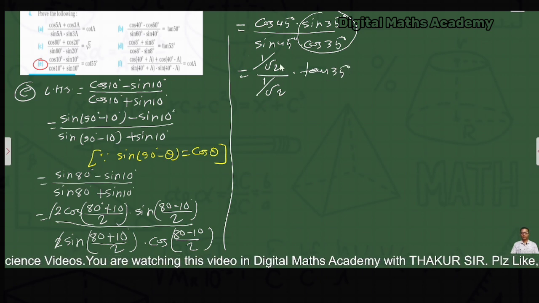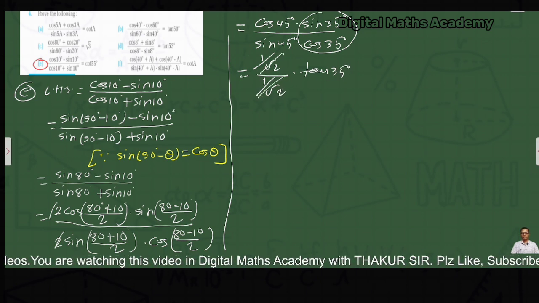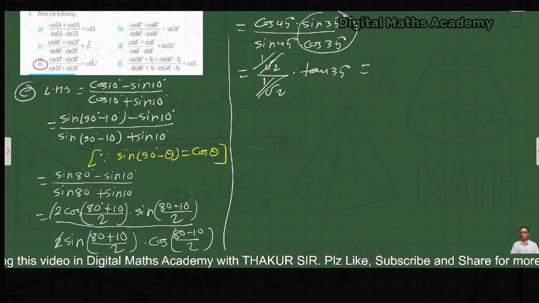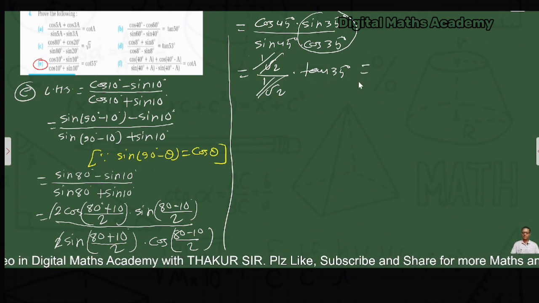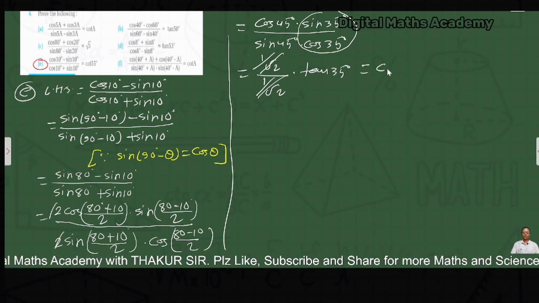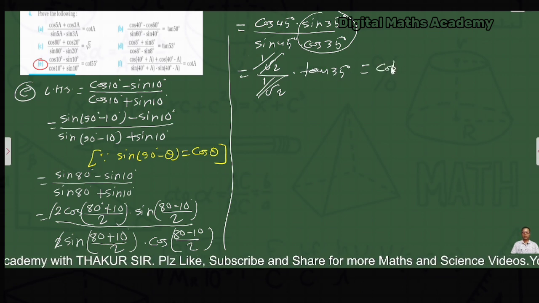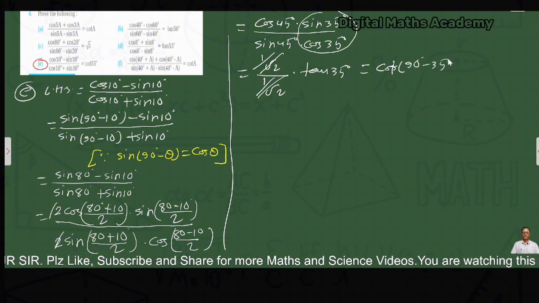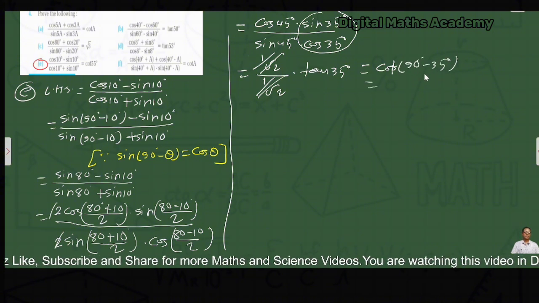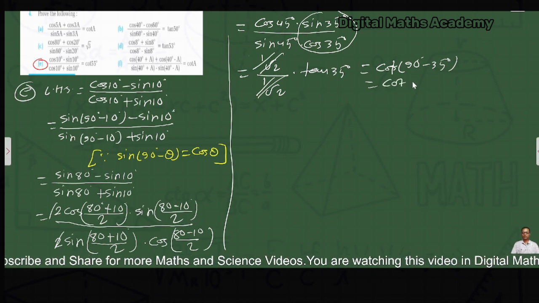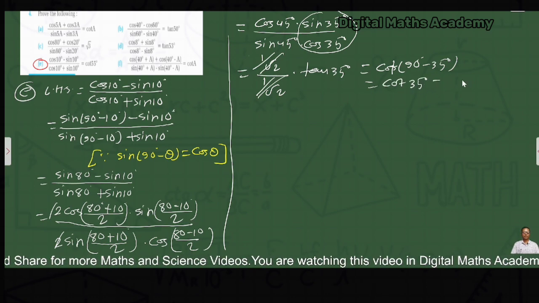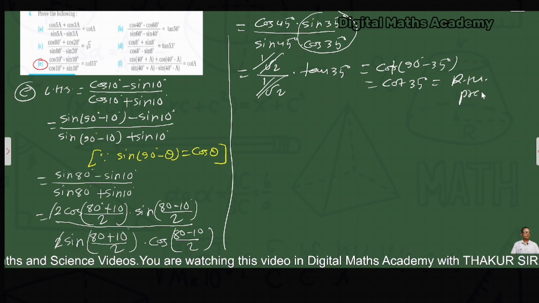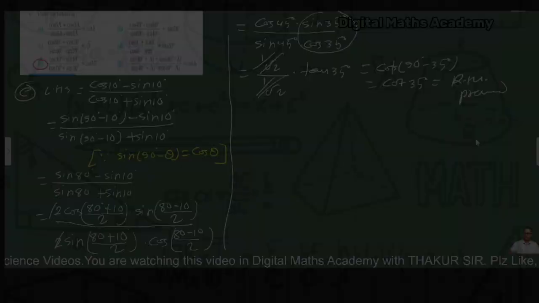And here 1 by root 2 and 1 by root 2, yes we can cancel them up and down. And we have tan 35 degree, but we need the 55 degree answer, so we can change tan into cot, according to the cast rule. So this is cot of 90 minus 35, and subtracting, we get cot 55 degree, which is our right hand side, right? Then we can write proved.